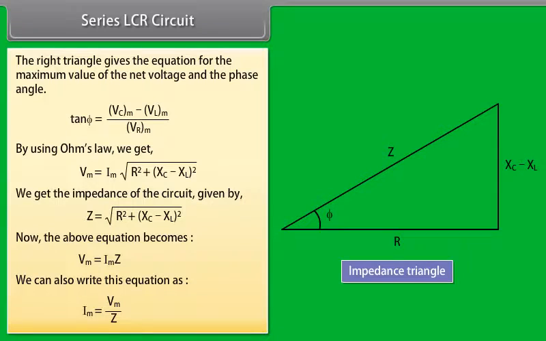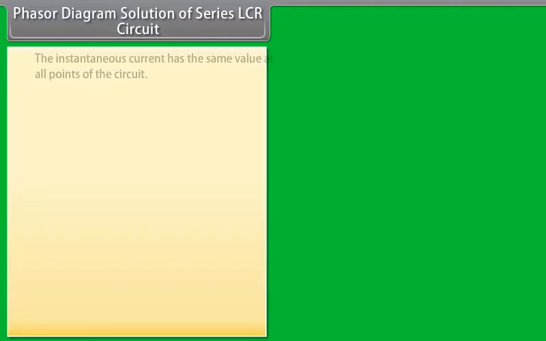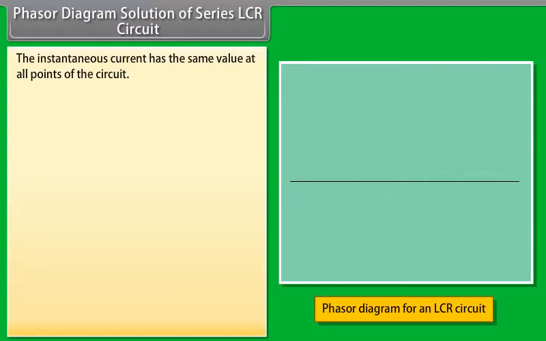Phasor diagram solution of series LCR circuit. The instantaneous current has the same value at all points of the circuit. I = Im sin(omega t + phi), where phi is the phase difference between the voltage across the source and the current in the circuit.